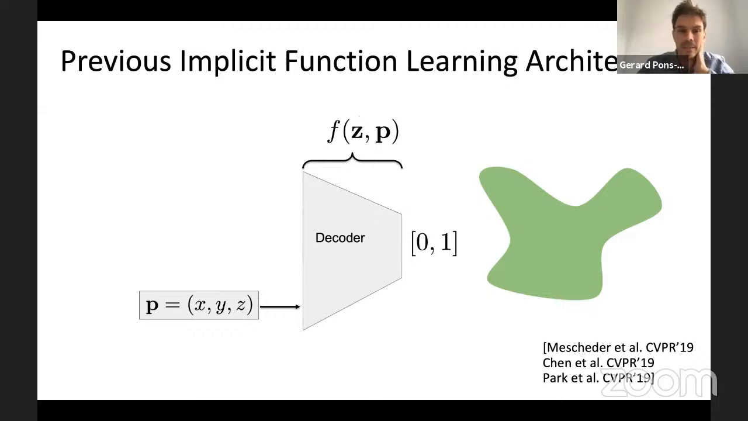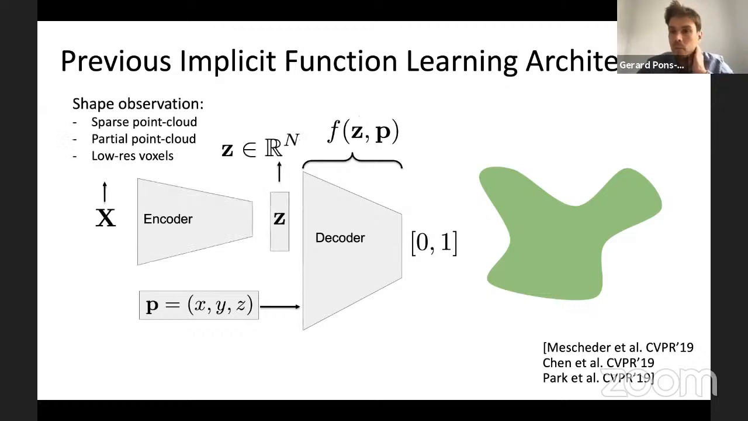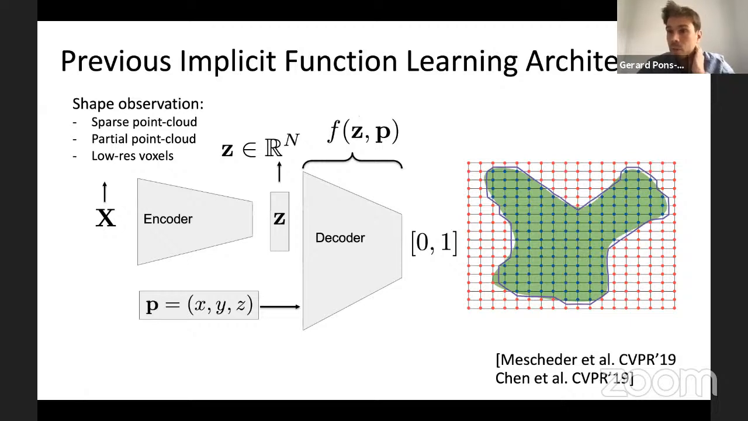Typically, we are not interested in memorizing a shape using a neural network. Therefore, we have to condition the input of the neural network on the actual shape we are studying. For example, the input might come from some noisy observation, like a sparse point cloud, a partial point cloud, or low resolution voxels, denoted here as capital X. Then you get a latent code, which lies in some n-dimensional space, and then you decode this into 0, 1, right? And you can do this for as many points as you want at test time. Once you have lots of points classified as inside or outside, you can run marching cubes, a classical computer graphics algorithm, to reconstruct the surface given these occupancy maps.